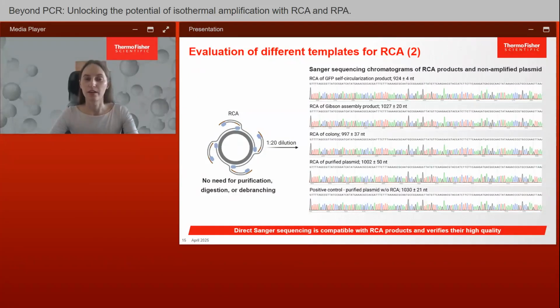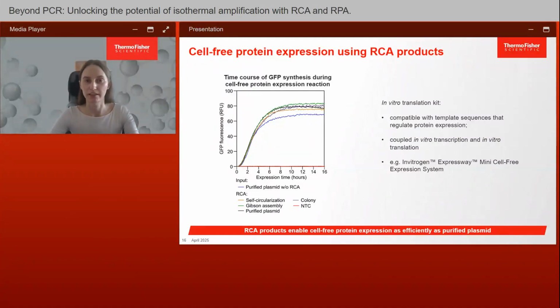So the next step in the workflow is downstream applications. Let's start with cell-free protein expression. Here, it is important to choose an in vitro translation kit that is compatible with your template's regulatory sequences. If you are working with prokaryotic templates, use a prokaryotic kit that supports coupled in vitro transcription and translation. A good example of such a kit is the Invitrogen Expressway Mini Cell-Free Expression System.